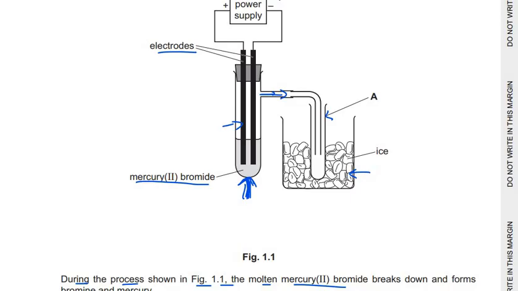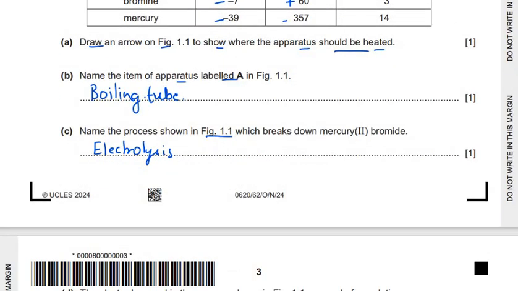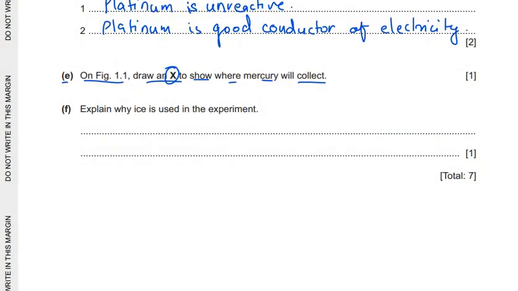So bromine will pass out as vapors through the condensation tube and will be collected in the boiling tube in A. But mercury will be collected as a liquid on heating. So obviously that mercury will fall down as a liquid at the bottom of this tube itself. So you have to draw X here at the bottom of the boiling tube carrying mercury bromide, and that will be collected as a silvery metal at the bottom of that tube. So we have drawn X there.